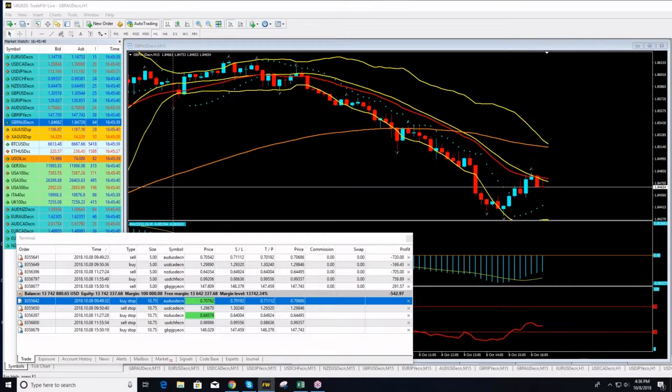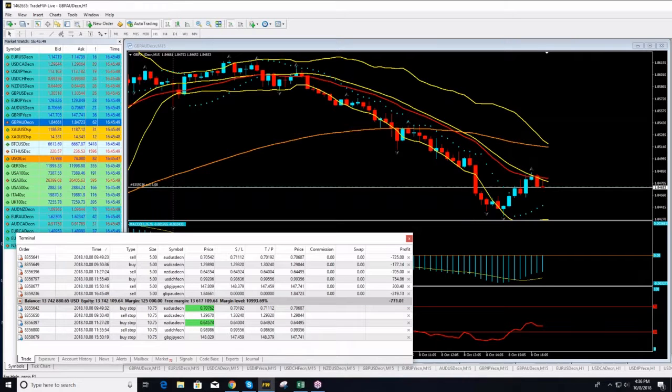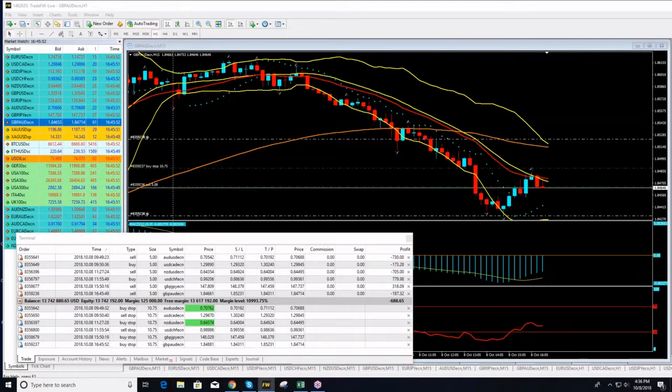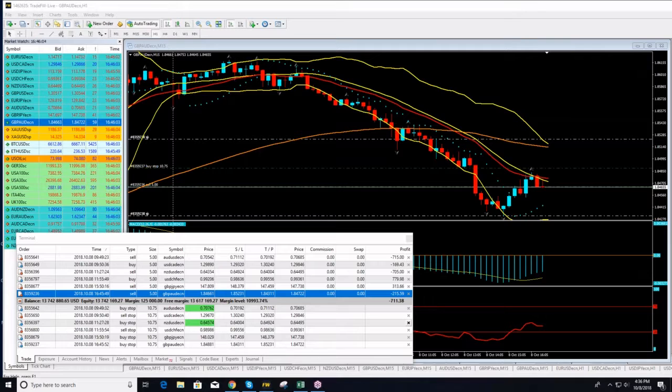So I will open a short position on pound Aussie. I like the setup. So I have just shorted pound Aussie 5 lots. I have shorted it at 1.84661. My stop loss is at 1.85231 and my TP is at 1.84311. So that's the last trade I am placing for today.